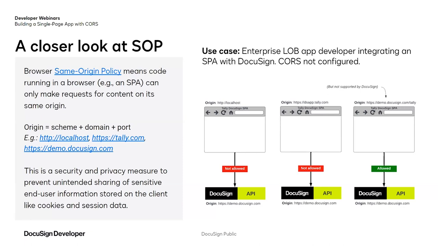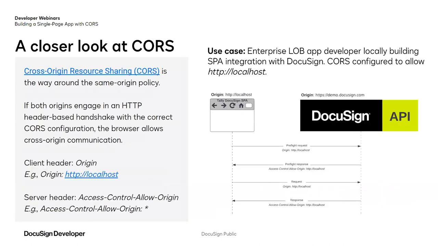So in that world, this is where cross-origin resource sharing is needed. This is the way to work securely around the same origin policy. With CORS, if both origins engage in an HTTP header-based handshake with the correct CORS configuration, the browser allows cross-origin communication. The client starts off by sending an origin header, for instance, origin, HTTP localhost.